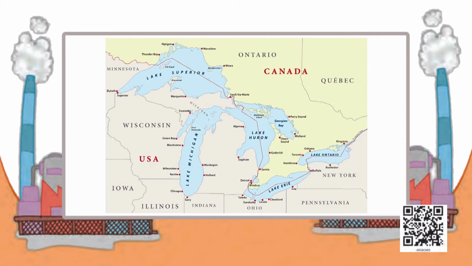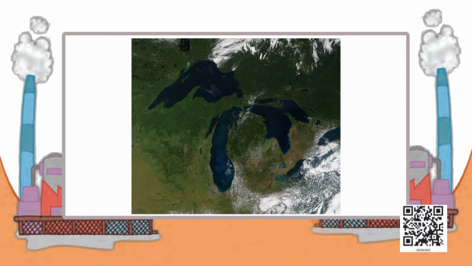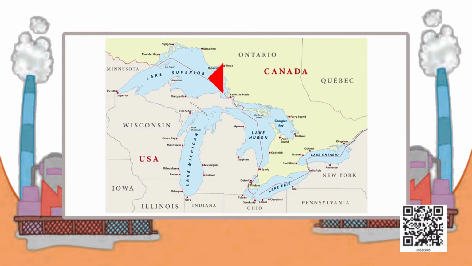Here is a map of the Great Lakes. Notice how large the water body is. This is how the Great Lakes look from space. As you have observed, the Great Lakes consist of 5 different lakes that are connected to each other. They are Lake Superior, which happens to be the largest, Lake Michigan, Lake Huron, Lake Erie and Lake Ontario.